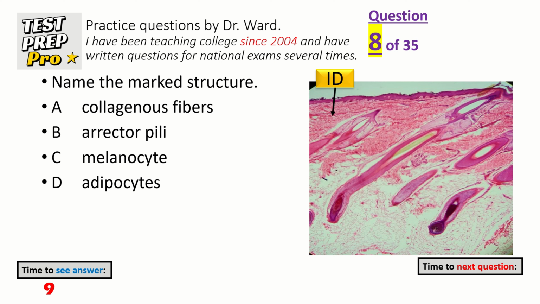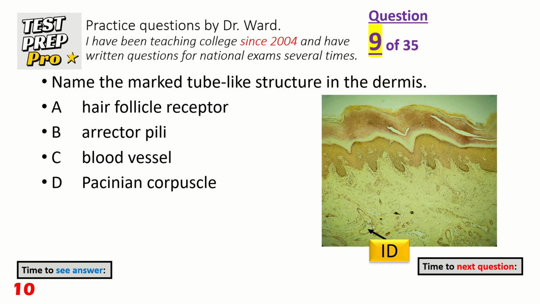Name the marked structure. It's pointing in the dermis like a generalized pink area, lots of protein all over. Collagenous fibers. Name the marked tube-like structure in the dermis. Inside the structure, it carries plasma and other things. It's a blood vessel.